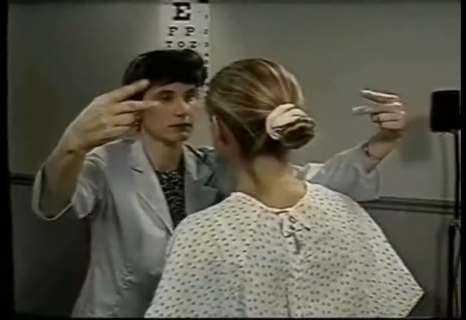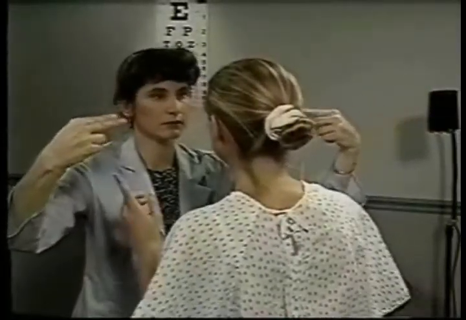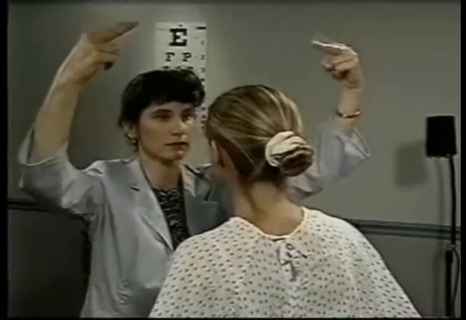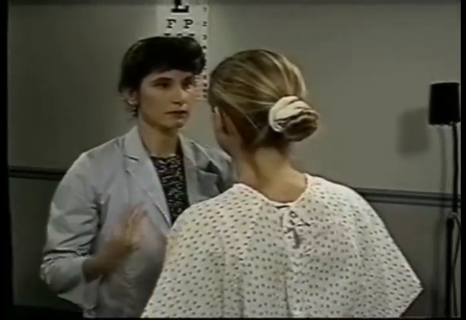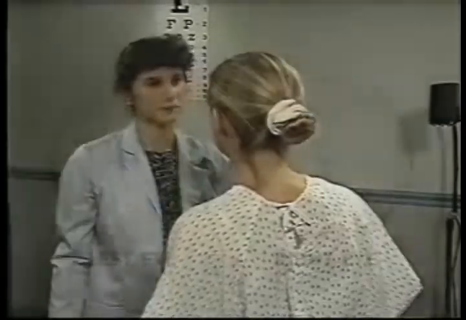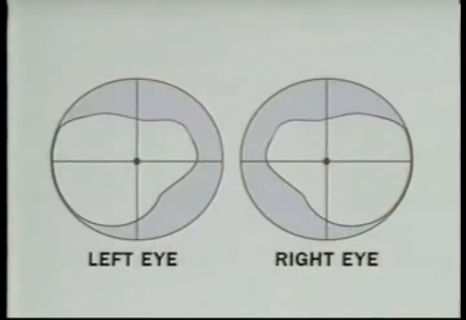Repeat these movements in the upper and lower temporal quadrants. Normally, a patient sees both sets of fingers at the same time. If so, the visual fields are usually normal. Note that the eyebrows normally limit the visual fields in the upper temporal quadrants compared to the lower temporal quadrants and the directly lateral areas.